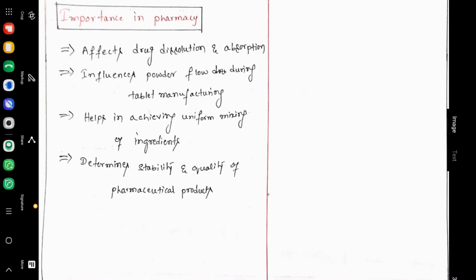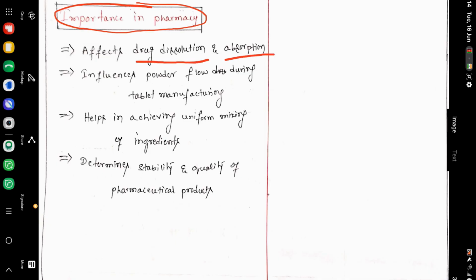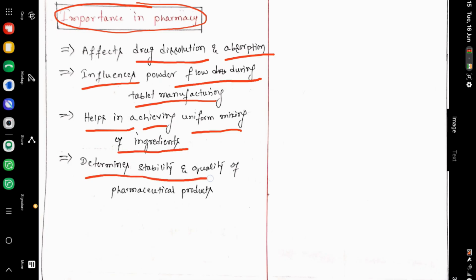Now the importance of micromeritics in pharmacy. It affects drug dissolution, drug absorption, and influences the powder flow properties during tablet manufacturing. Micromeritic study also helps in achieving uniform mixing of the ingredients during the formulation process, and it determines the stability and quality of the pharmaceutical products.